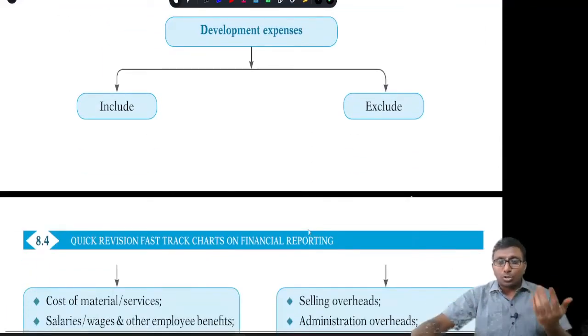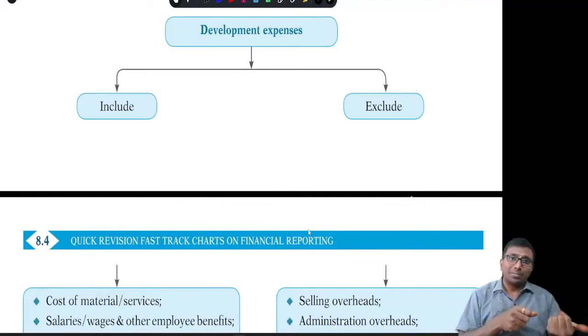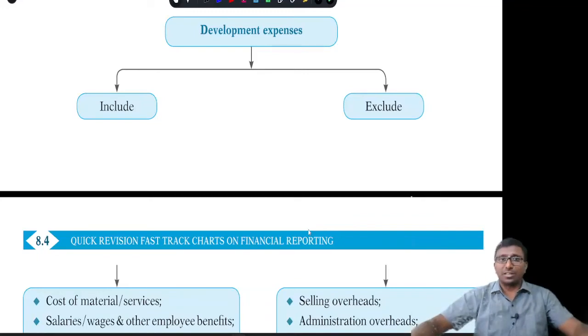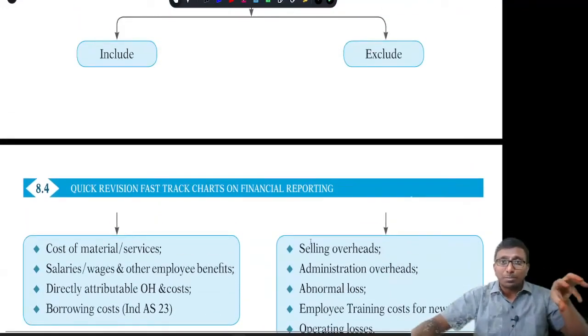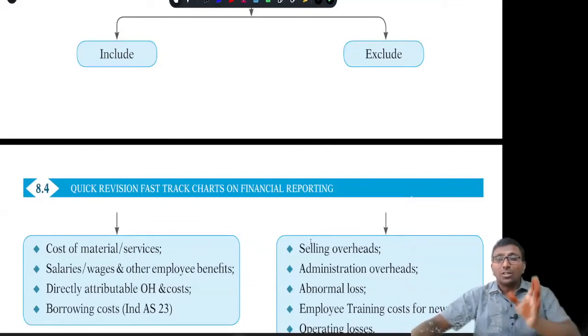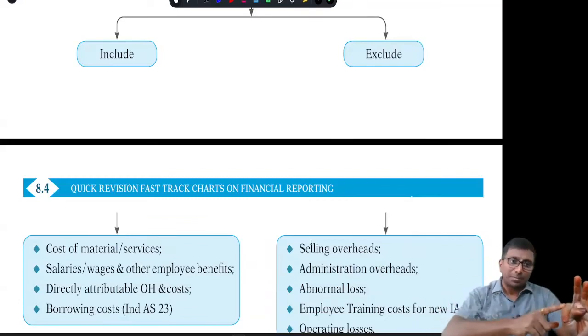If you are not in a position to distinguish whether it is development expenditure or research expenditure, treat it as research expenditure and transfer it to profit and loss. The expenditure that will be part of development expenditure includes the cost of material, services, employee salaries, wages, and any expenditure directly attributable to development.